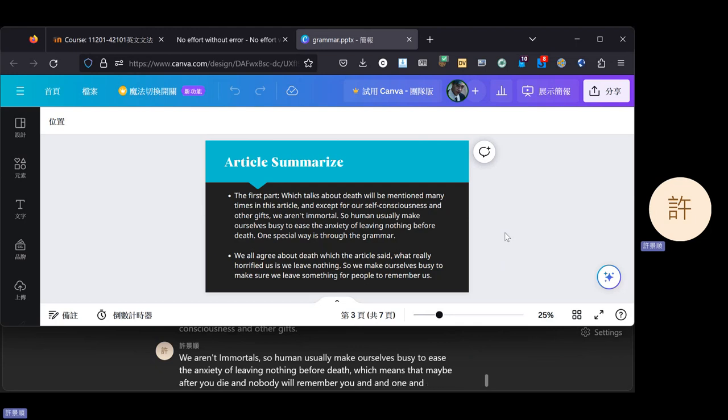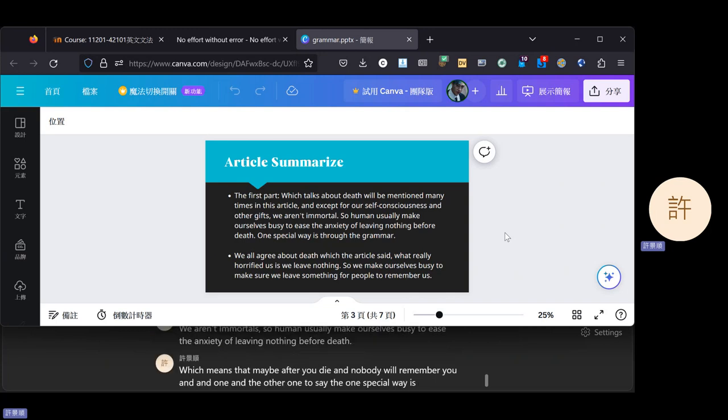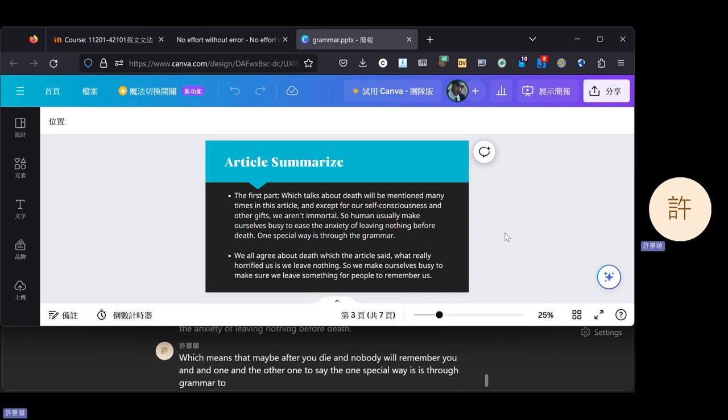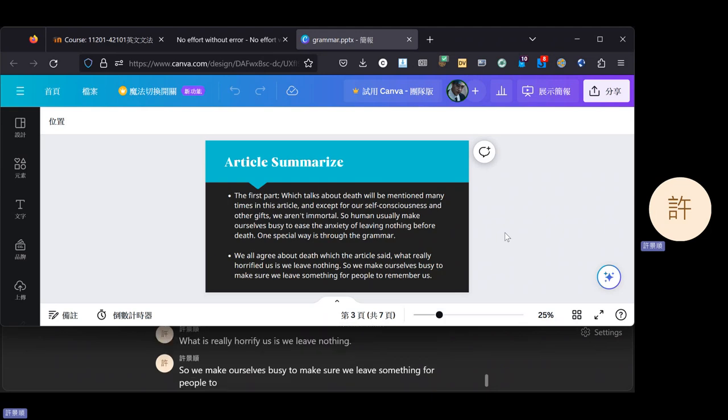And the author wants to say the one special way is through grammar to ease this kind of anxiety. And we all agree about death, which the article said, what easily horrifies us is we leave nothing. So we make ourselves busy to make sure we leave something for people to remember us.